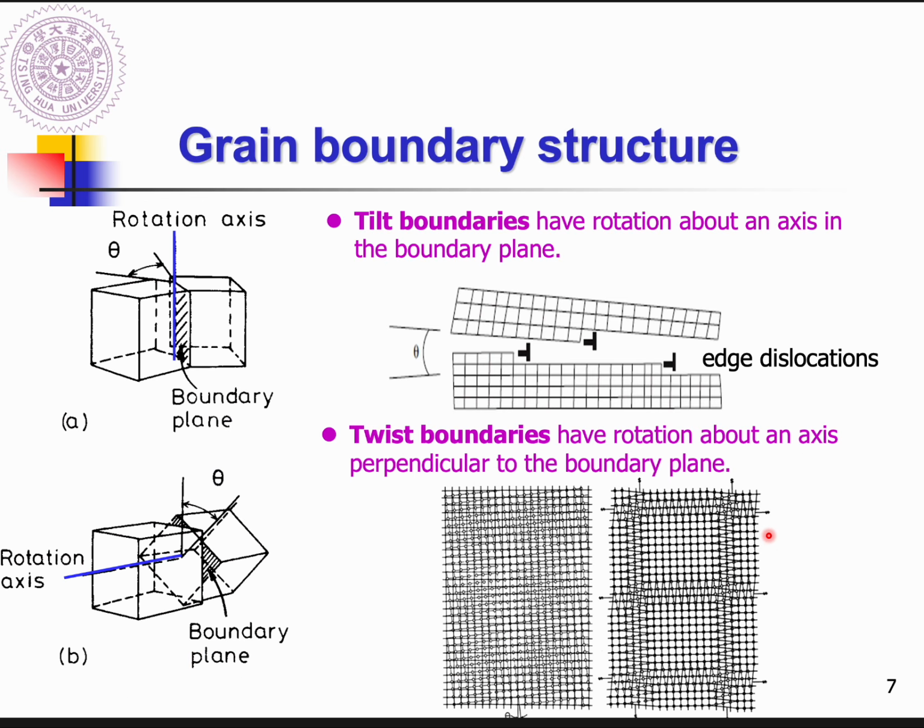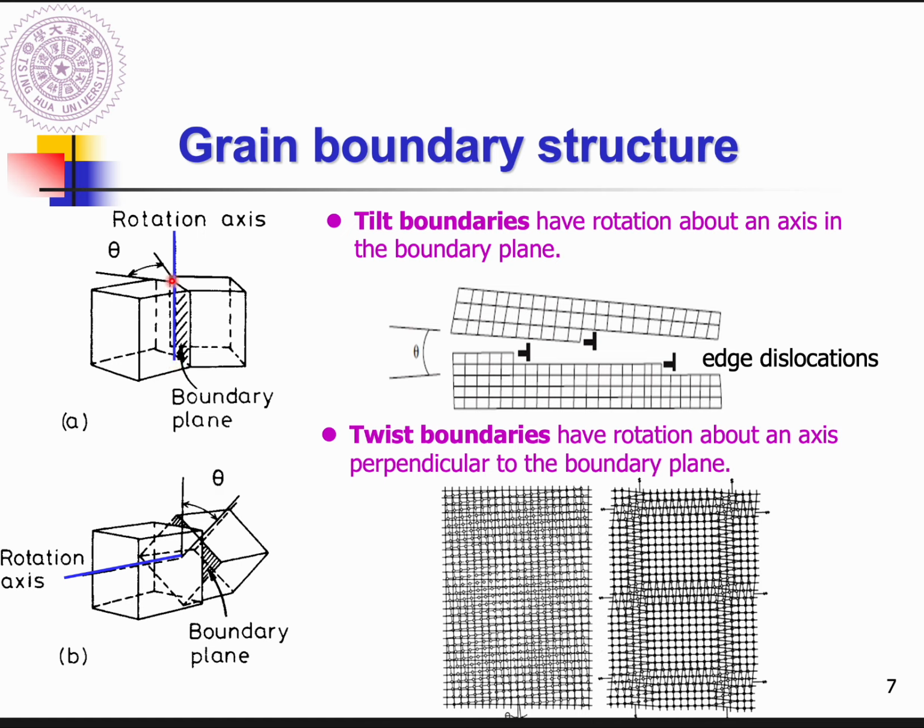So in our textbook, they put more focus on the grain boundary. We want to introduce two different grain boundary structures. The first one we call tilt boundaries. What this means is that we have grain 1 on your left-hand side and grain 2 on your right-hand side, and in between we have a boundary plane. We also have a rotation axis, which is parallel with the grain boundary.